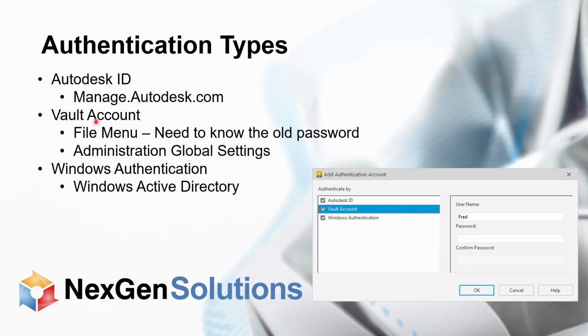I will demo all these once we finish this part of the slide, but yeah, you go to that website. If you're using the Vault account, as you can see here, inside the Vault administration options, you have to have admin rights, you can come in here and change the password. If you do not have admin rights, but you know what your password is, you can actually change it through the file menu. So we do have 2 options there. If you're using your Windows authentication, then you're just using Windows Active Directory. Then you need to talk to your IT or your administrator, whoever is in charge of maintaining that and updating your Windows accounts.